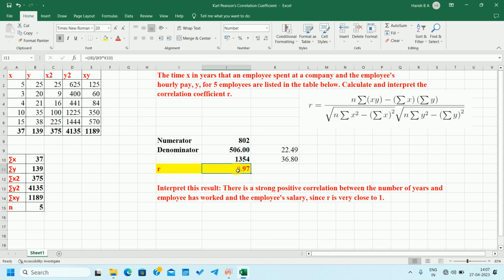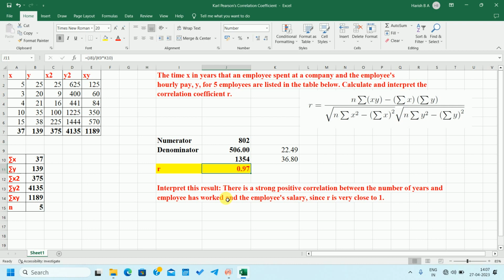It is very simple. First calculate x square, y square, xy, and sigma x, sigma y, sigma x square, sigma y square, sigma xy. Then substitute all the values in this equation. So you will get correlation coefficient R. So here in this problem, correlation coefficient is 0.97.